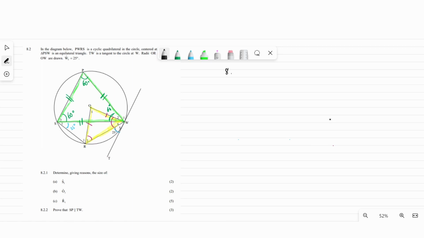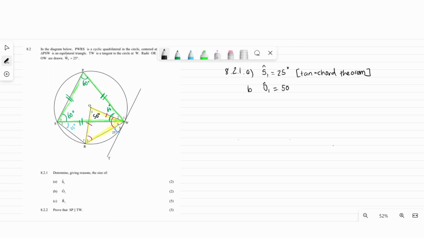8.2.1a says determine, giving reasons, the size of S1. Since we've filled in the diagram, everything is easy. So angle S1 is equal to 25 degrees, and the reason for that is the tan chord theorem. Then B says determine, with the reasons, the size of angle O1. Since this is 25, O1 is going to be 50 degrees because of angle at center twice the angle at circumference.